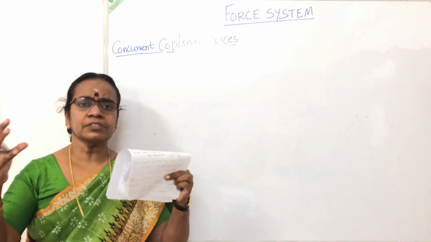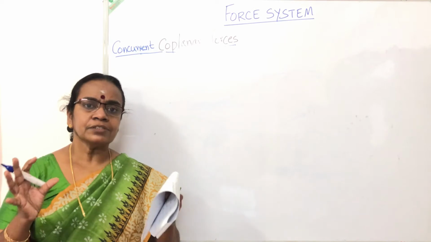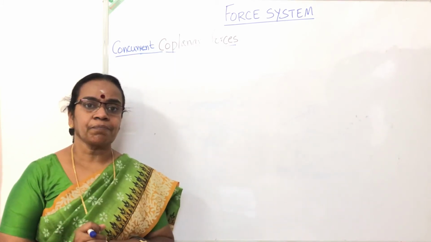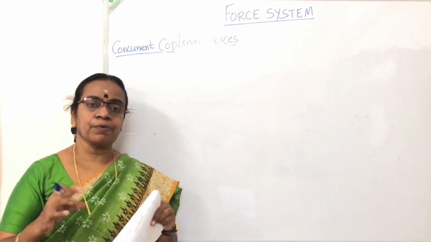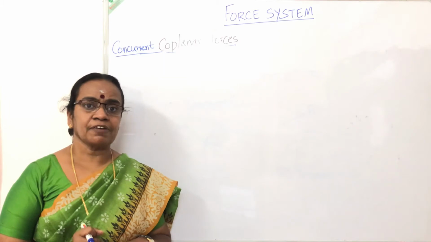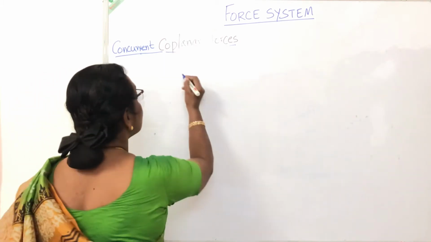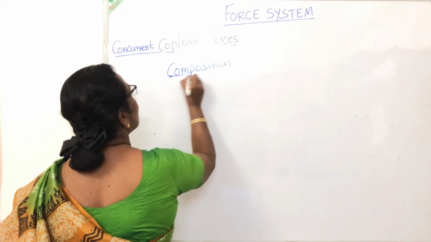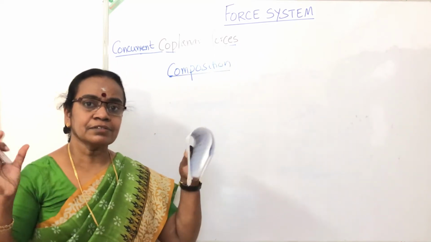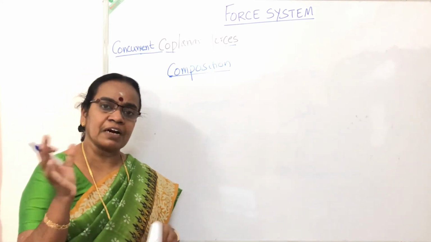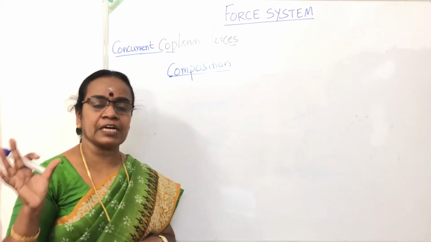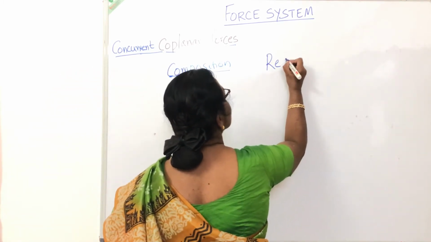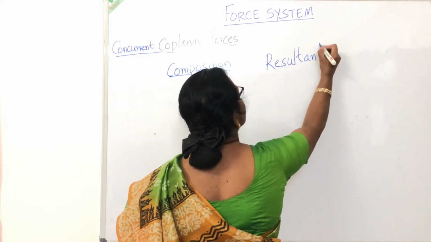The effect of the several forces has to be made as one single force. The several forces have to be combined together so that the single force will produce the same effect as that of the several forces, and that process is called composition of forces. The one single force which is obtained is called the resultant.